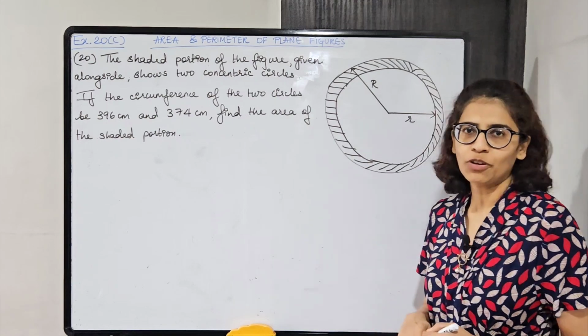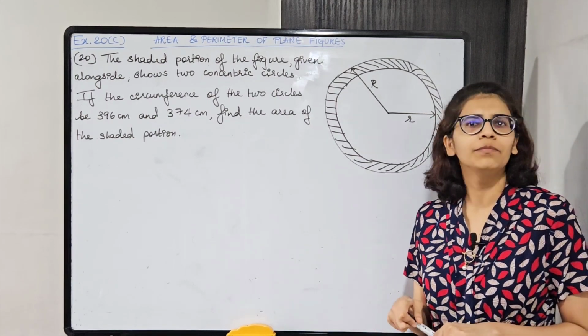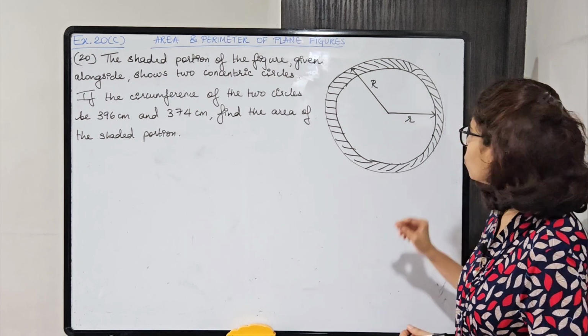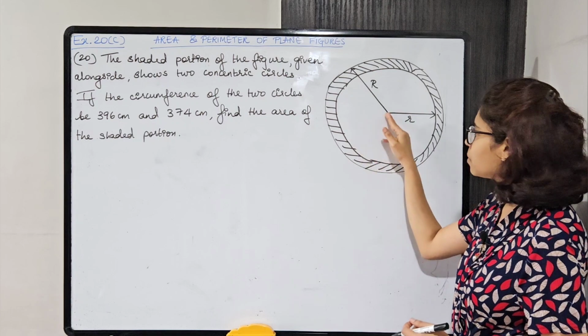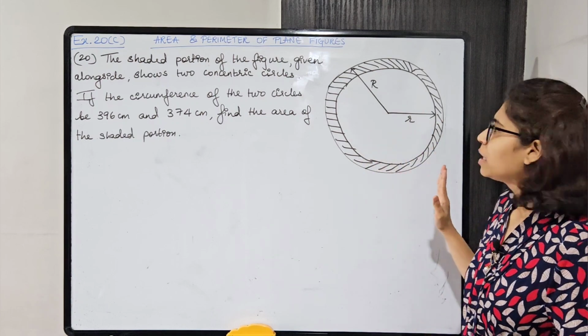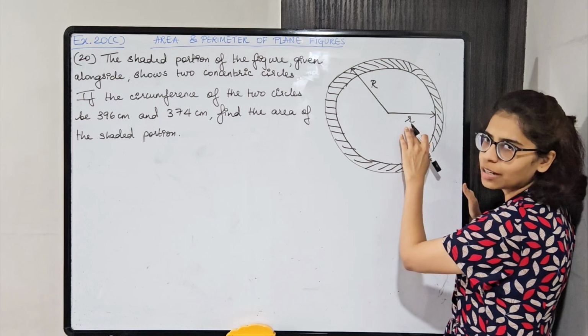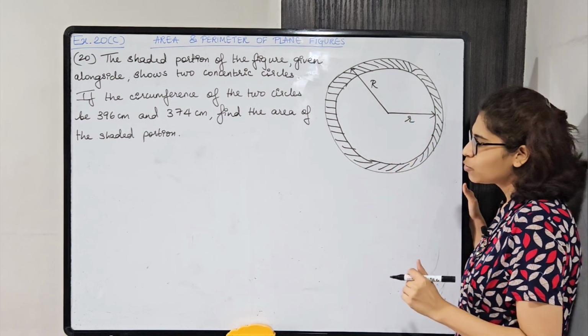Very easy. You are given the figure and there are two concentric circles. Concentric means both the circles have the same center. So the outer circle का भी center यही है and inner circle का भी center यही है. Now the radius of the inner circle is small r and the radius of the outer circle is capital R.